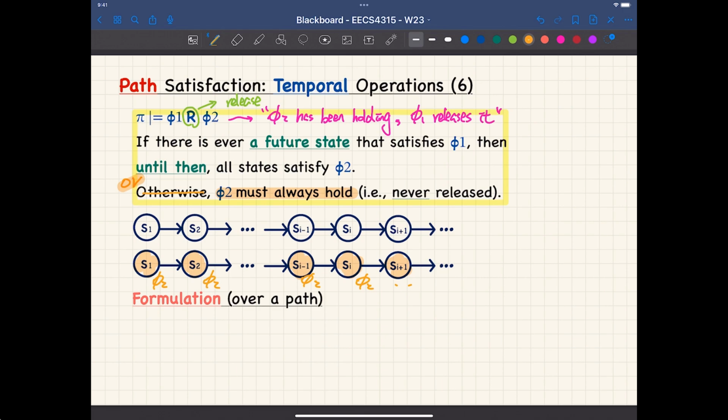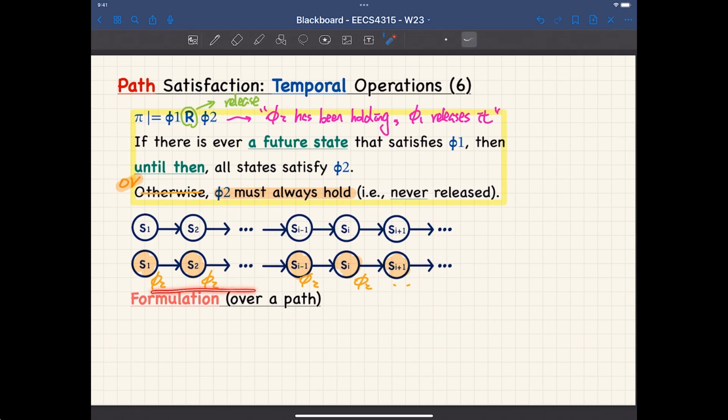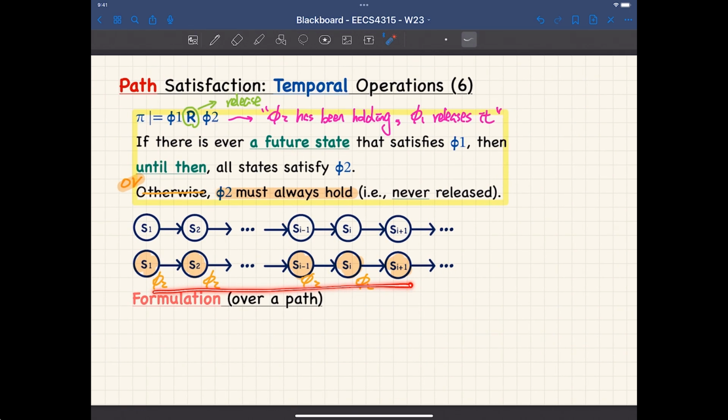Okay? But the question you want to ask yourself about the formulation: does it really require, I know phi 2 should always be the case, but can phi 1 also be true at the same time? It seems like from the meaning over here, informally, phi 1 is not allowed to be happening over here, because phi 2 is supposed to release it, right? Yeah, you will see the formulation, right? That's something we'll dive a little bit deeper on Thursday.